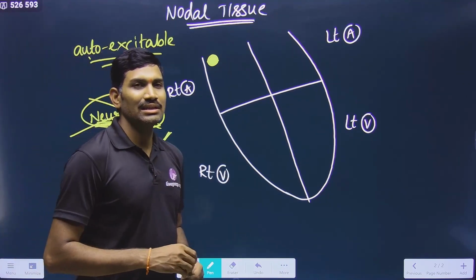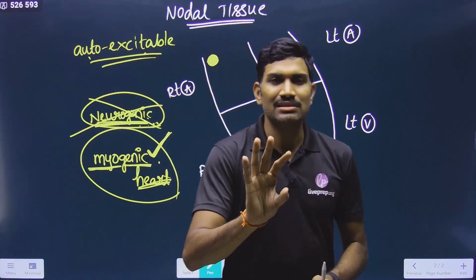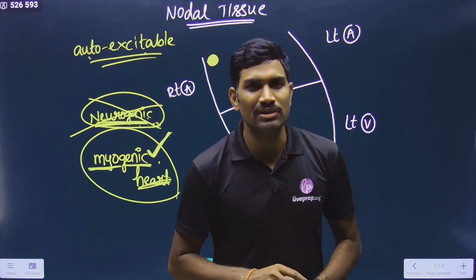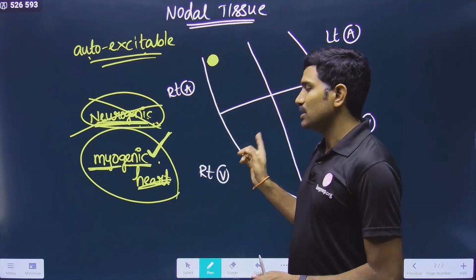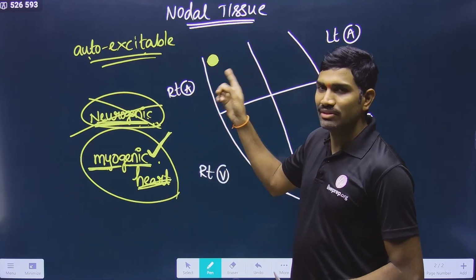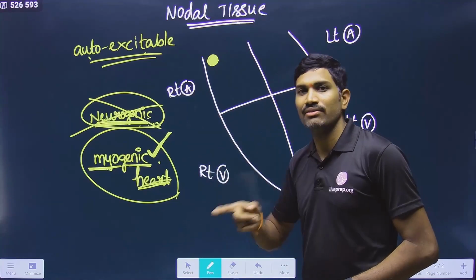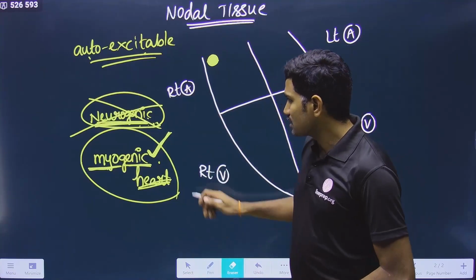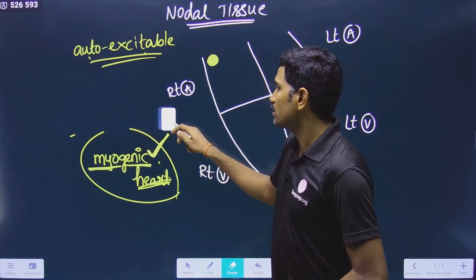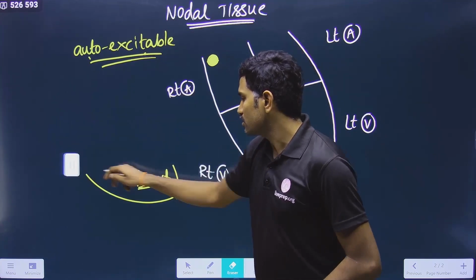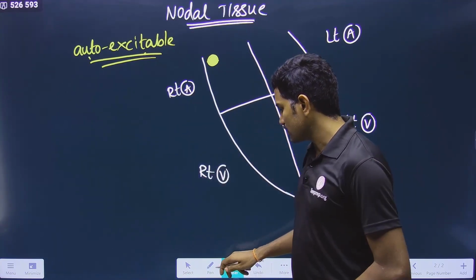Now many students are getting confused. Please remember, they can slightly change the activity, but originally these contractions are generated within the heart itself. That is the reason why it is called a myogenic heart. This is one important point that you need to understand.